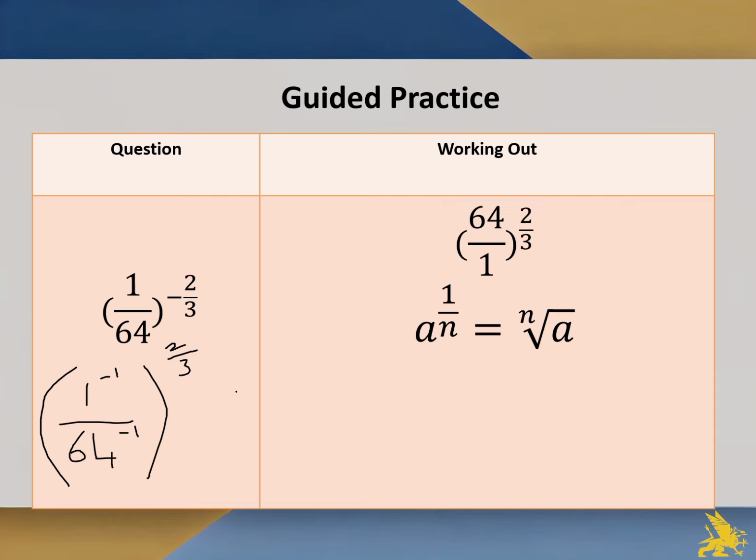So if it was just 1/3, it would be a 3 on the outside with this n. But because we got that 2 associated with being in here, it will be the cube root of 64, squared. I can simplify that down to 16.